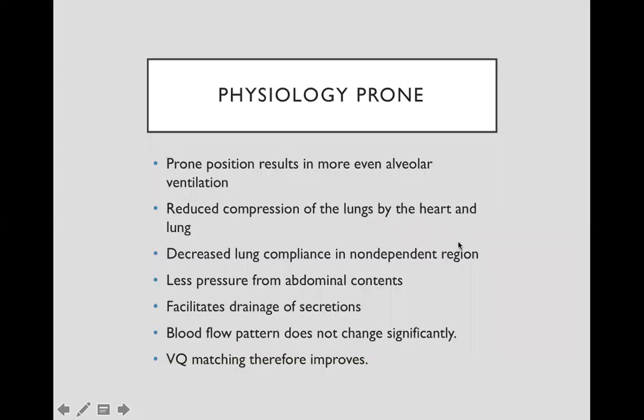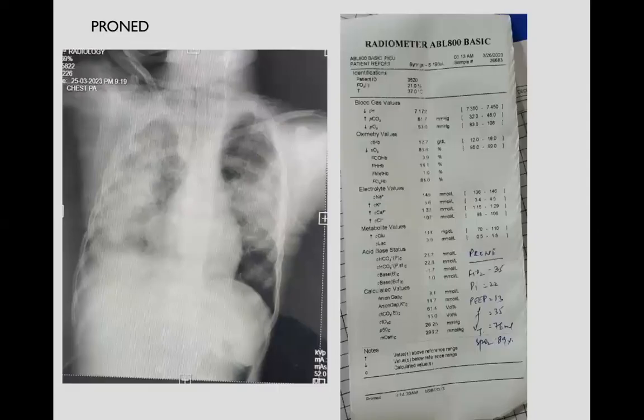So prone position definitely results in more even alveolar ventilation. It results in reduced compression of the lungs by the heart. It decreases lung compliance in the non-dependent region, and there is less pressure from the abdominal contents. It facilitates the drainage of secretions, and therefore VQ matching improves.